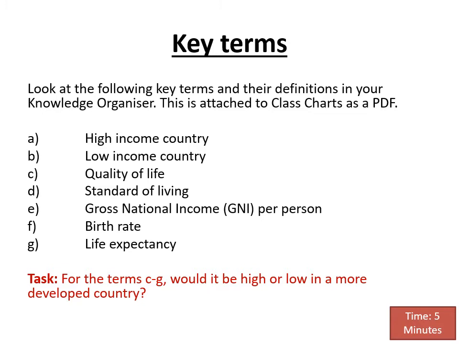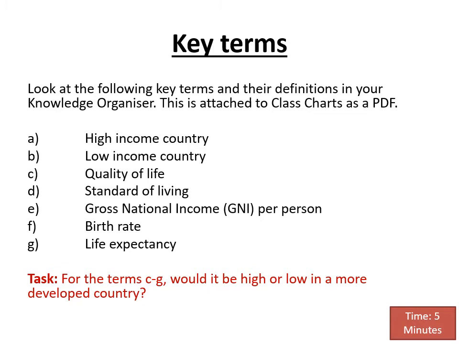Okay, so quality of life would definitely be high. The well-being of people, their general well-being, if their lives are good, they've got a high quality of life. D, standard of living, the wealth that people have, definitely should be high. Poorer countries are much less likely to be able to afford things to make people's lives better.